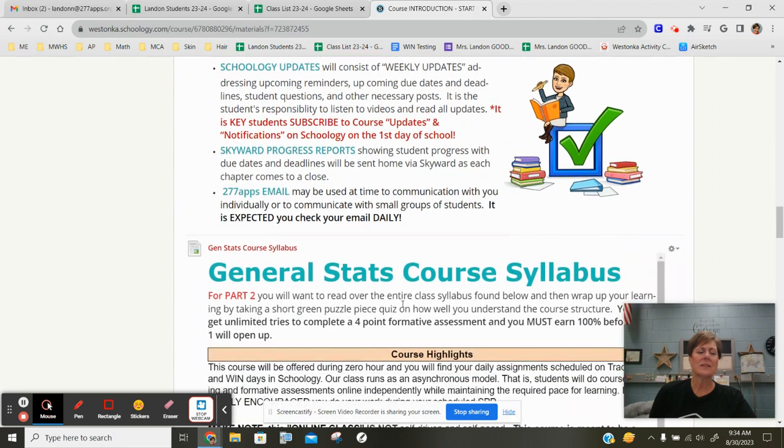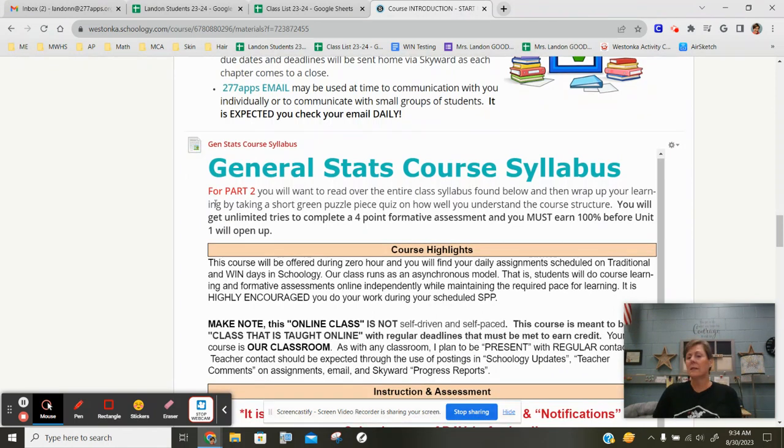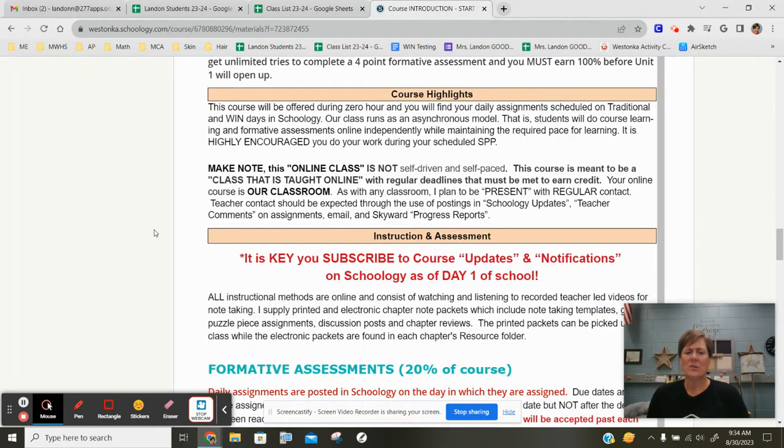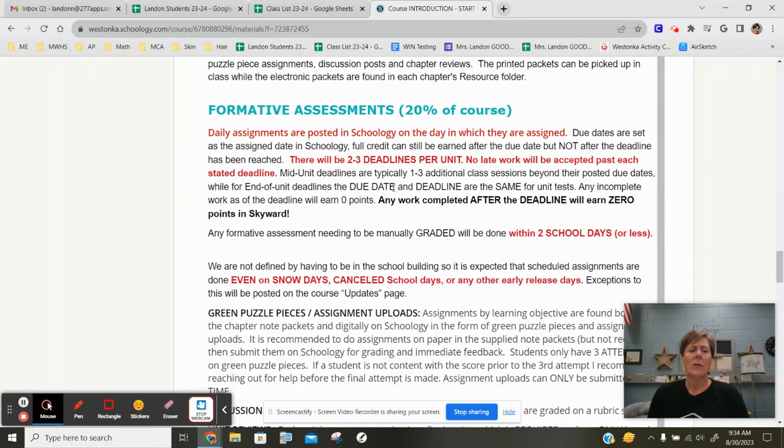Now, let's talk about the syllabus and more detailed expectations. You are going to be taking a little syllabus quiz at the end of this, so just pay close attention and read the syllabus. Some of the highlights we've already talked about too, again, subscribing to those notifications. That's incredibly important. Like all of our courses here at the school, we are 20% formative, 80% summative.